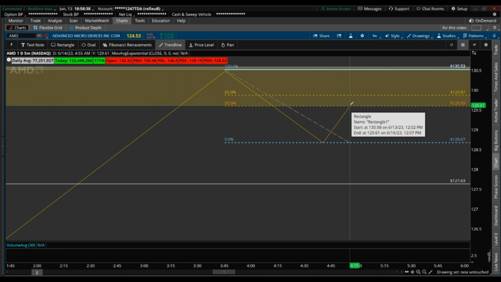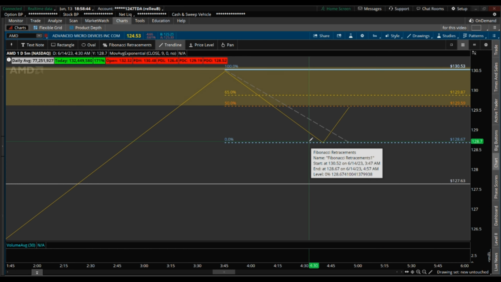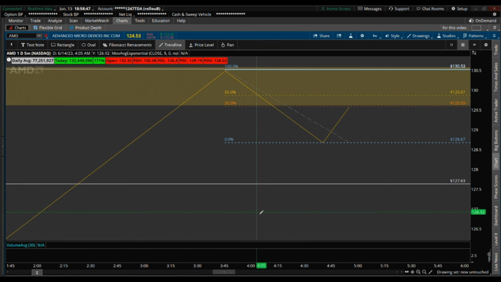So now you have setups for if you see a breakup that gets broken down. You have a setup for if it gets broken down and is trying to consolidate and break back up.